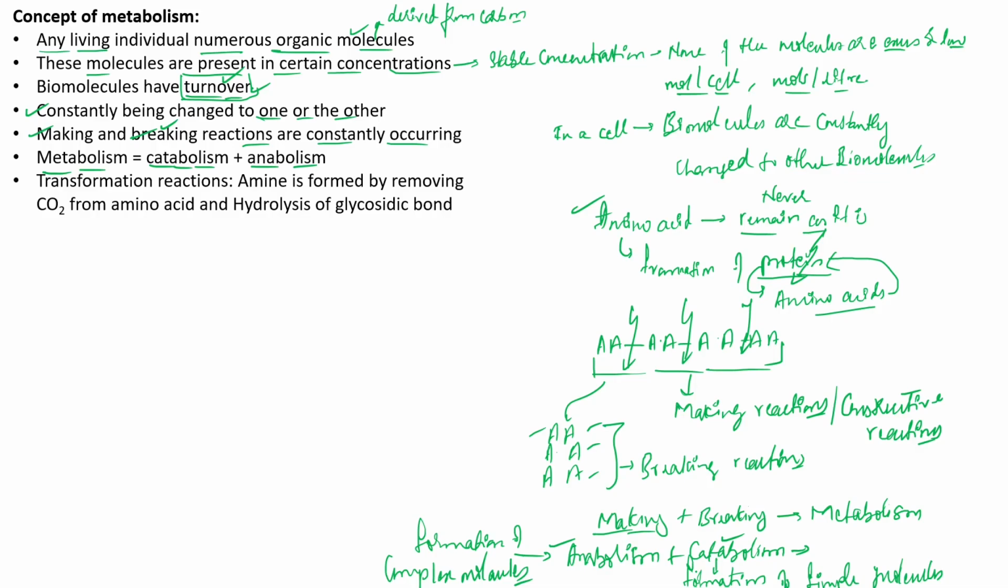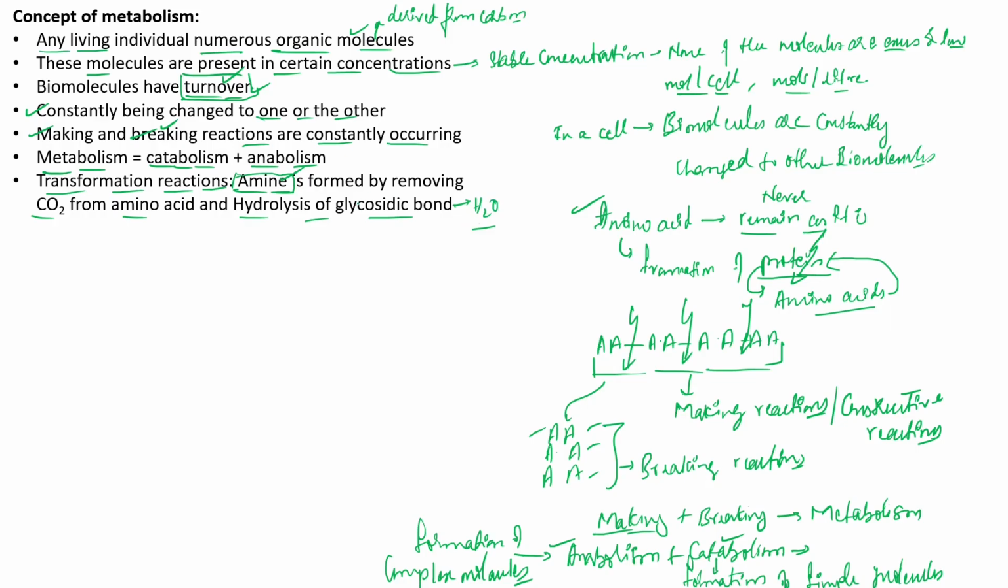So these kinds of reactions are called transformation reactions. We have some examples. If I remove the carbon dioxide from an amino acid, you can see that an amine is formed. Similarly, the breaking of a glycosidic bond results in the release of water, so it's a dehydration kind of reaction.